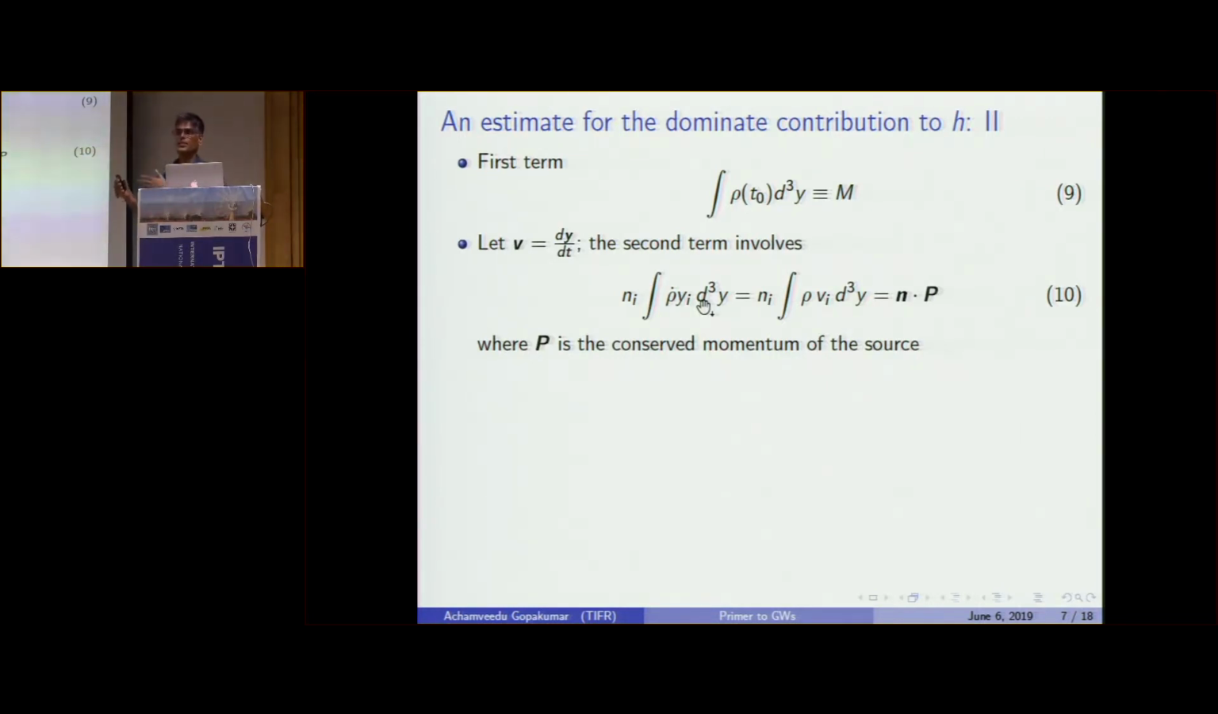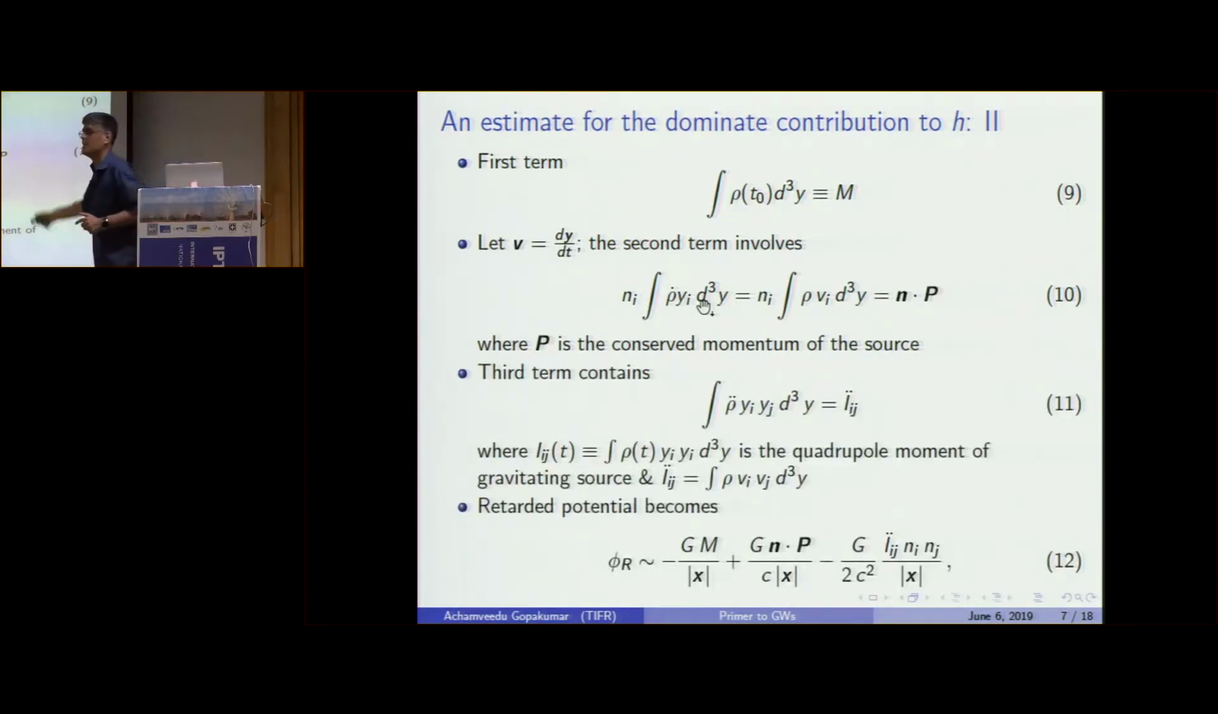The continuity equation, ∂ρ/∂t + ∇·j = 0. I do the same thing and then integrate over the volume. Then I get that as n_i ∫ρ v_i d³y. This is essentially n dot p, the momentum of the source distribution. But in gravitational interaction, two-body systems especially, this has to be conserved. So that term is not going to be bothering me at all.